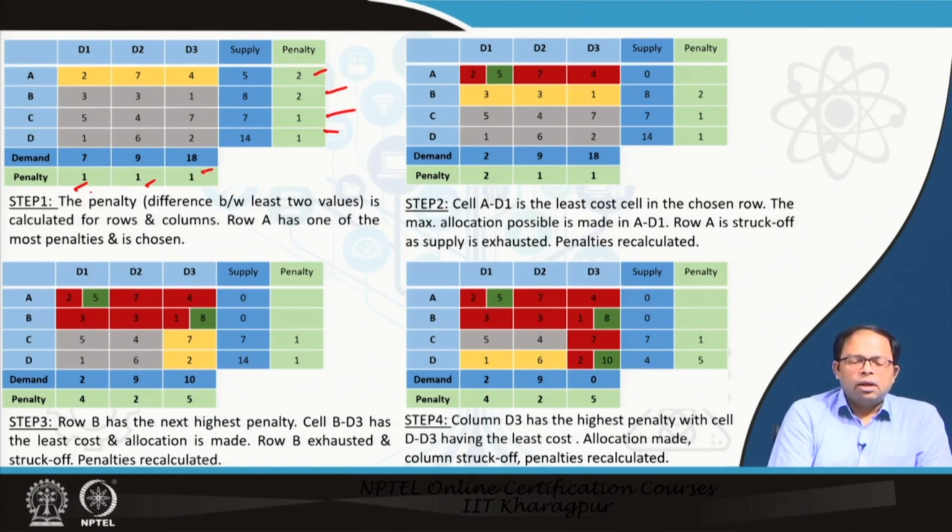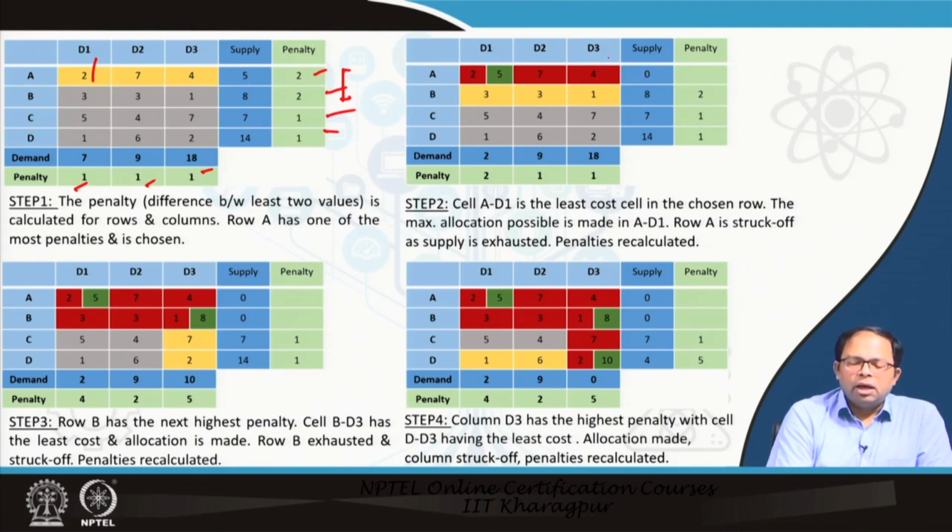These are the penalties. Now, as I can understand, these two are the highest penalties, so I can choose either one of them. Let's choose the first one. So 2 is the highest penalty, and in that particular row the least value is 2. So we will start allocating at this particular cell. Here we have checked the supply and demand. We can supply 5, so D1 is supplied 5 from A1, and the total supply of A is exhausted, so it becomes 0. So this row is unusable.